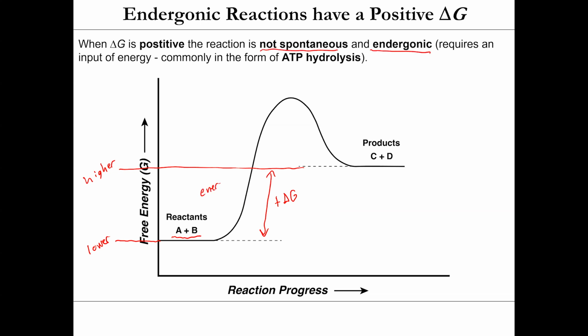That energy that's going to make up that positive delta G has to come from somewhere. And usually when we're talking about enzyme reactions, that's going to be in the form of something like ATP hydrolysis. But we'll get into that a bit more later. It's important to understand that in a system like this, where the delta G is positive, the reaction is not spontaneous and it's endergonic. So it requires an input of energy for the reaction to occur.